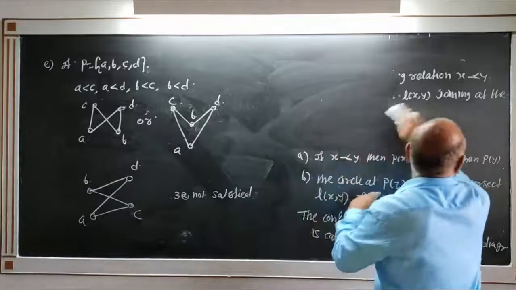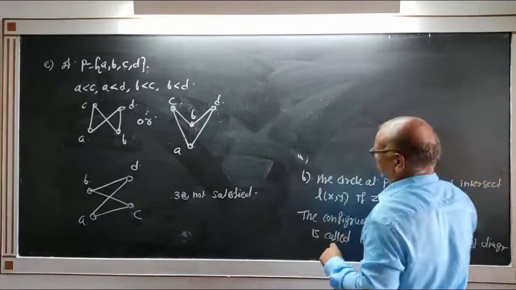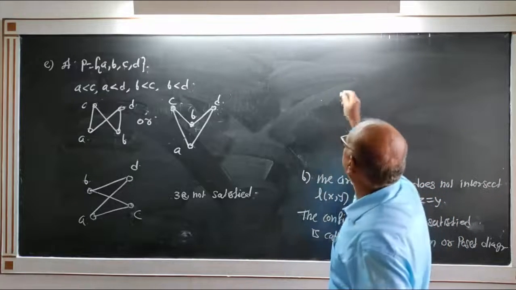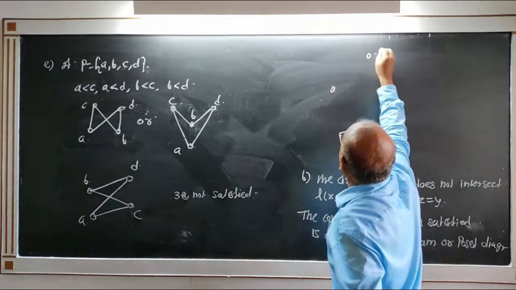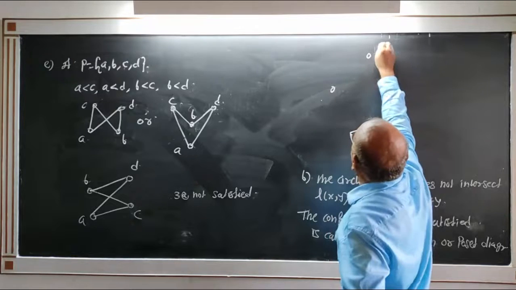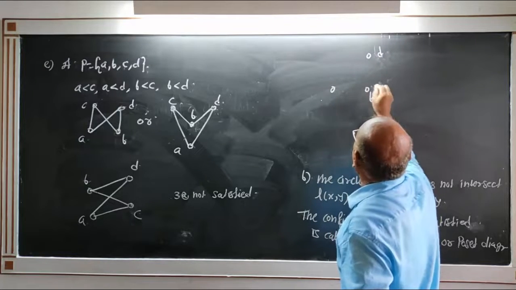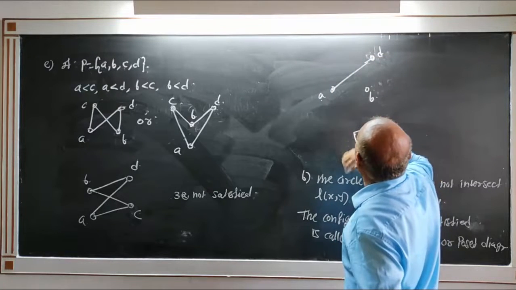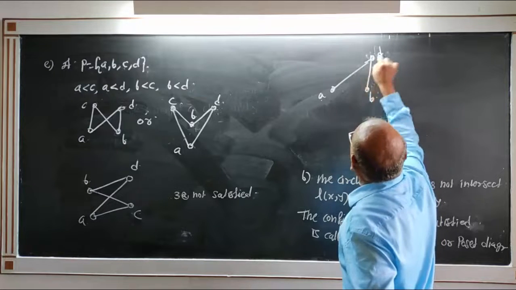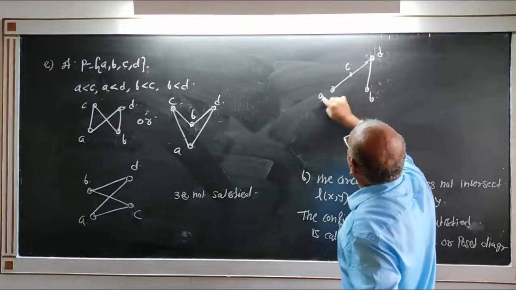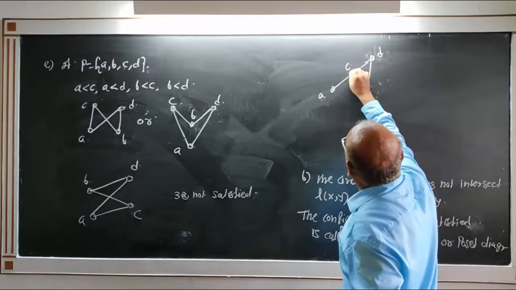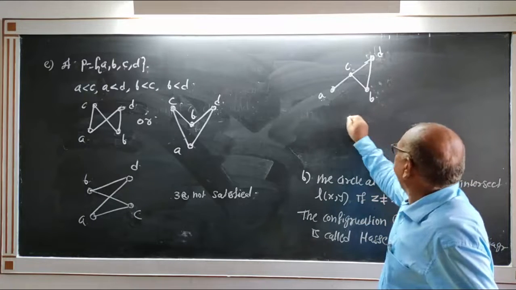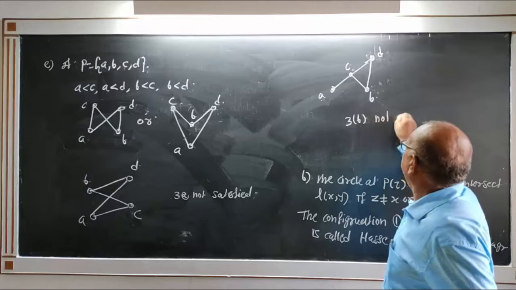Same here. Here A is related to D, B is related to D. If we take here, A is related to C, B is related to C. Third B is not satisfied.